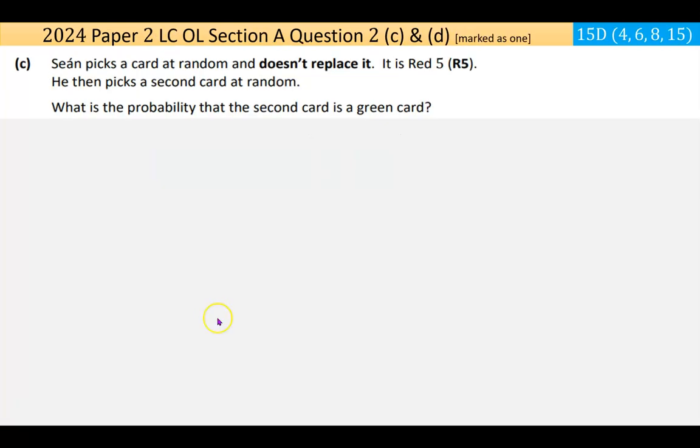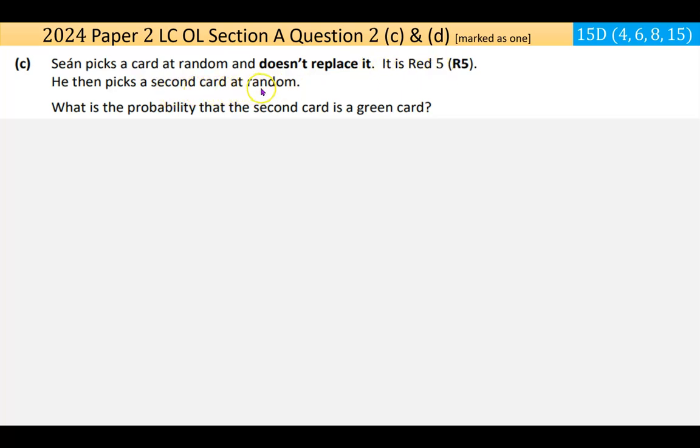Now, part C, okay. So Sean picks a card, and just to note, this is a 15 marker. Okay, so it's the chunk of marks here. If you're struggling with these kind of questions, just try something. You never know what will get you the marks in terms of the marking scheme. Actually, part C and D are marked together, so we are not even looking at D yet. So Sean picks a card at random and doesn't replace it. It's a red 5.